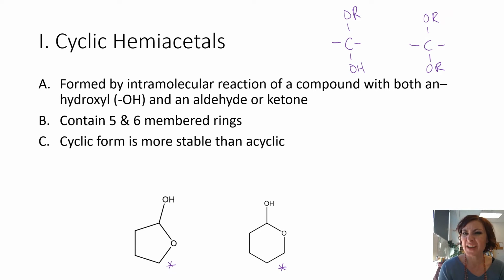And just to help you identify that this is a cyclic hemiacetal, we have a carbon. And this carbon has an OH group and it has an O, and we would consider all this an OR group. So this would be considered a hemiacetal. Same thing here, we have a carbon that has both an OH group coming off of it and an OR group coming off of it. So that's how we would identify cyclic hemiacetals.